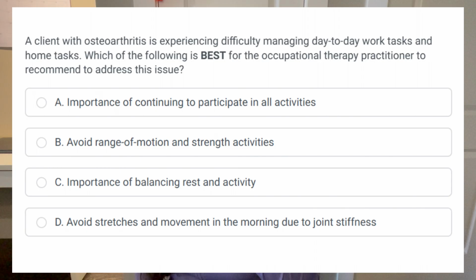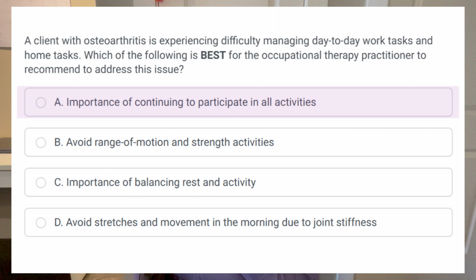Question 1. A client with osteoarthritis is experiencing difficulty managing day to day work tasks and home tasks. Which of the following is best for the OT practitioner to recommend to address this issue? So let's look at our options here. First option, option A, importance of continuing to participate in all activities.